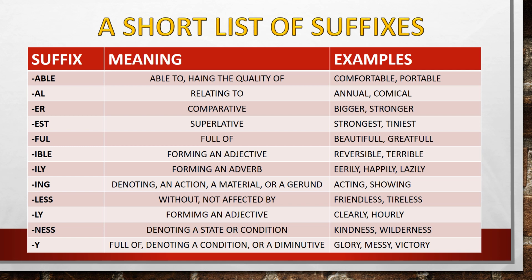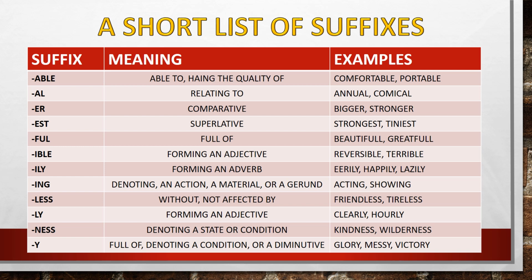Al means relating to, for example, annual, comical. Er means comparative, for example, bigger, stronger. Est means superlative, for example, strongest, teeniest. Ful means full of, for example, beautiful, grateful. Ible means forming an adjective, like reversible, terrible. Ily means forming an adverb, for example, airily, happily, lazily.